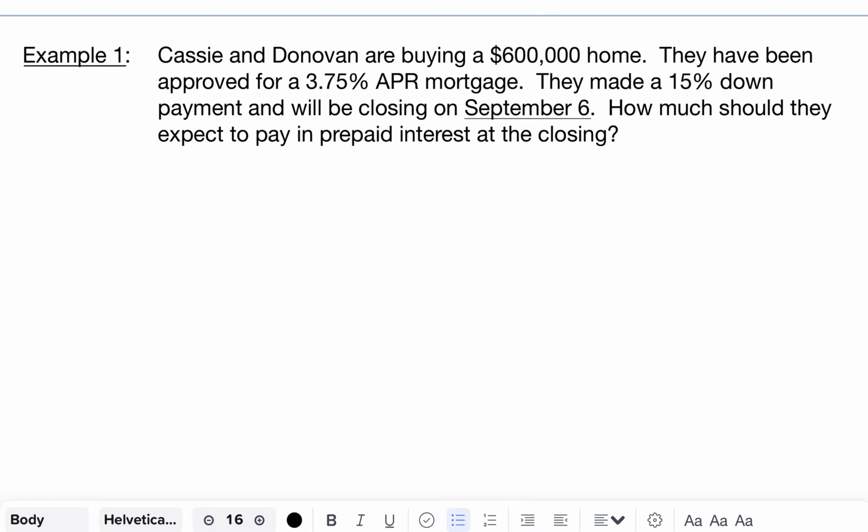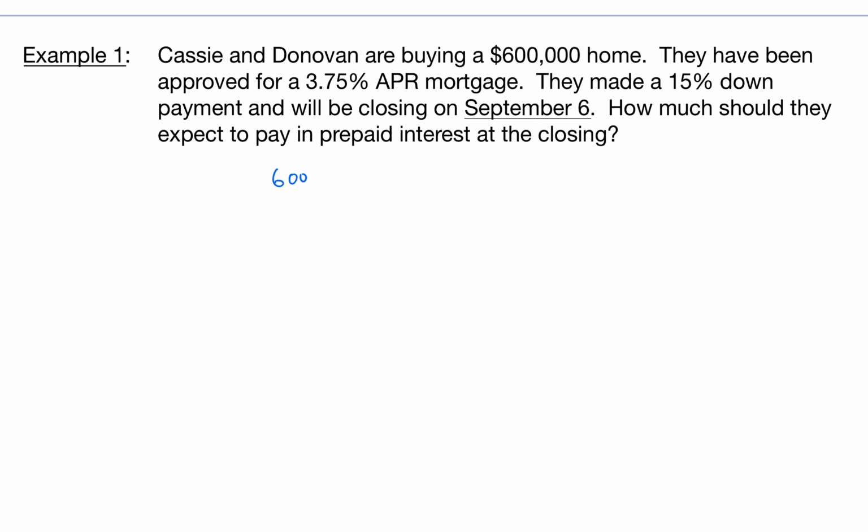Okay, so the key thing here to recognize is that they're making a 15% down payment, which means what they're really borrowing is 85% of 600,000, okay? So we're going to take 600,000 and we're going to multiply that by 1 minus 0.15, and that's going to give us $510,000.